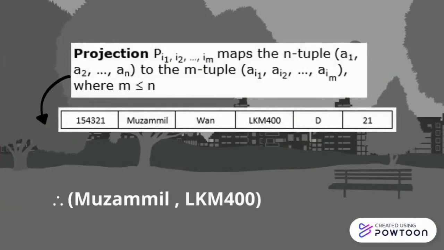Operation on n-ary relation: projection. Let's see the tuple below of a student. If a projection of 2, 4 is applied to the record, other information is removed from the record. Thus, the answer is Muzamil and Alkm 400.